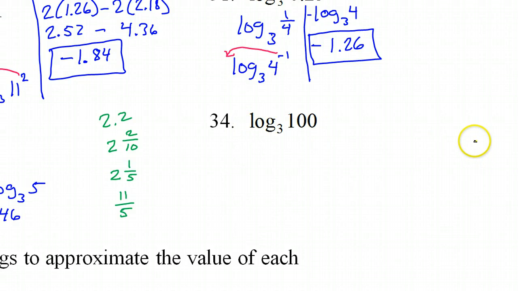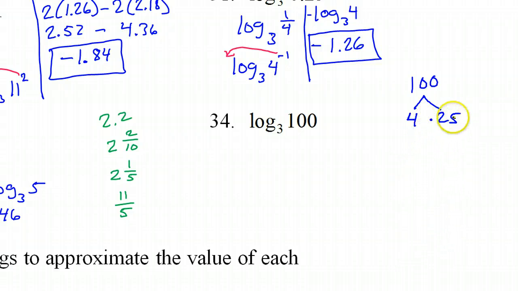Okay, 100. Alright, let's see, I want 4s and 5s. I can do this. I'm looking at 100, and I'm thinking I want 4s and 5s. I know that 100 is 4 quarters, you know what I mean? 4 times 25. And I know that 25 is 5 squared. So I'll eventually have 4 times 5 squared. So that's genius. So I have log base 3 of 4 times 5 squared.